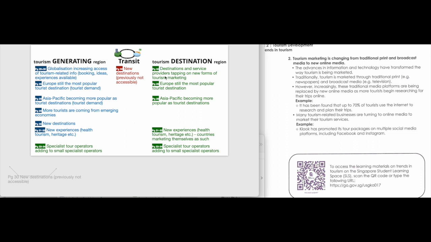This factor is tied very closely to this factor. Why are destinations going for new forms of marketing? Why aren't they using the old way? Very simply, because they can reach out to the tourists who are now using such things to book and look for such experiences. So these two are actually tied together, even though they are put as separate issues.